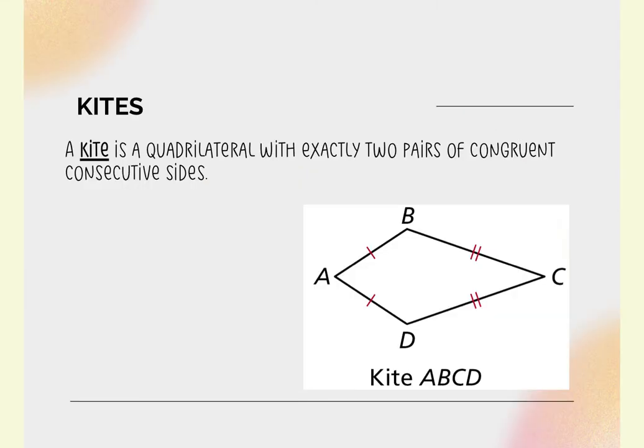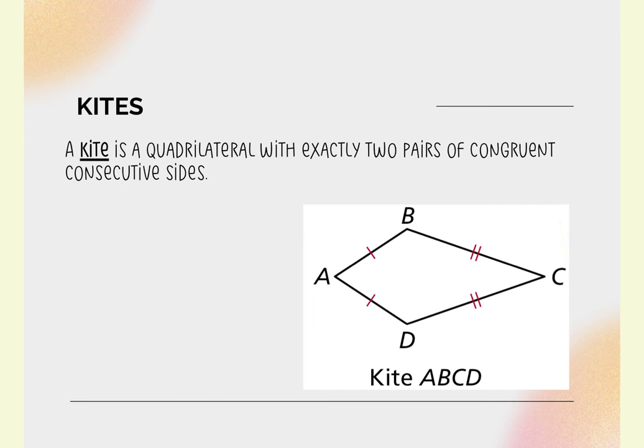All right, last quadrilateral is a kite. And a kite is a quadrilateral with exactly 2 pairs of congruent consecutive sides. So in this one, the congruent sides have to be one after the other. All 4 cannot be congruent. That makes it a rhombus, and a kite is not a rhombus. So it'll have 2 sides that are the same but shorter than the other 2, basically.